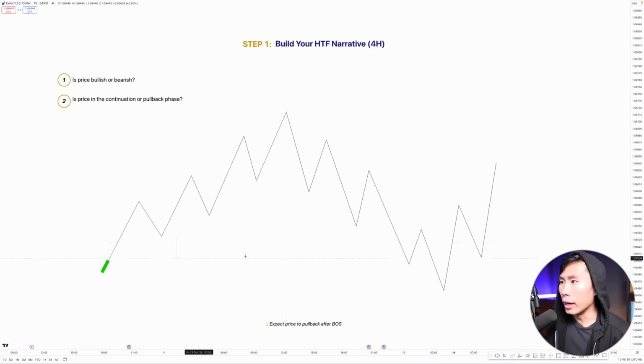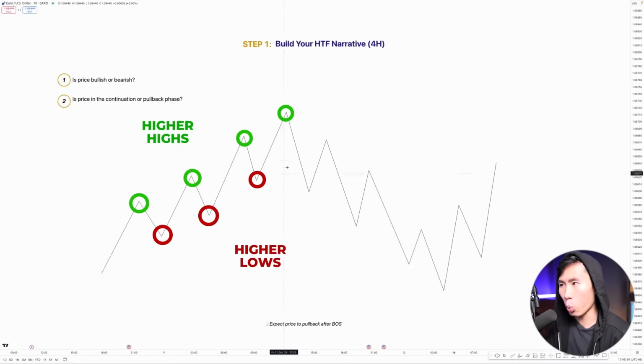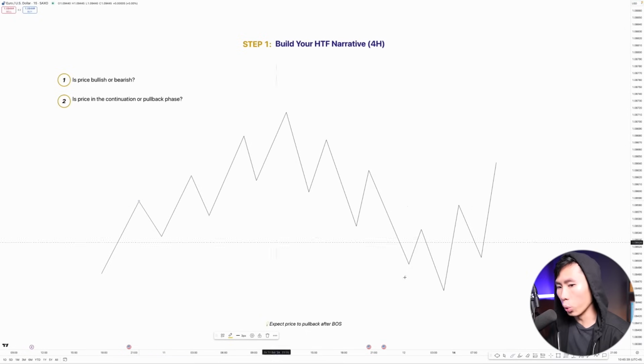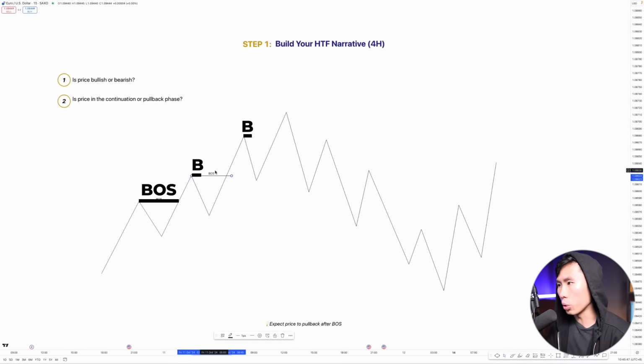right? So in an uptrend, we know that price is going to be creating higher highs and higher lows, like what we have on the screen right here. So when price breaks through the last high, it creates what we call a break of structure to the upside, right? So this is our bullish break of structure. So if we were to map this up, we see that price is creating, like I said, higher highs, higher lows, leaving us a bullish break of structure.